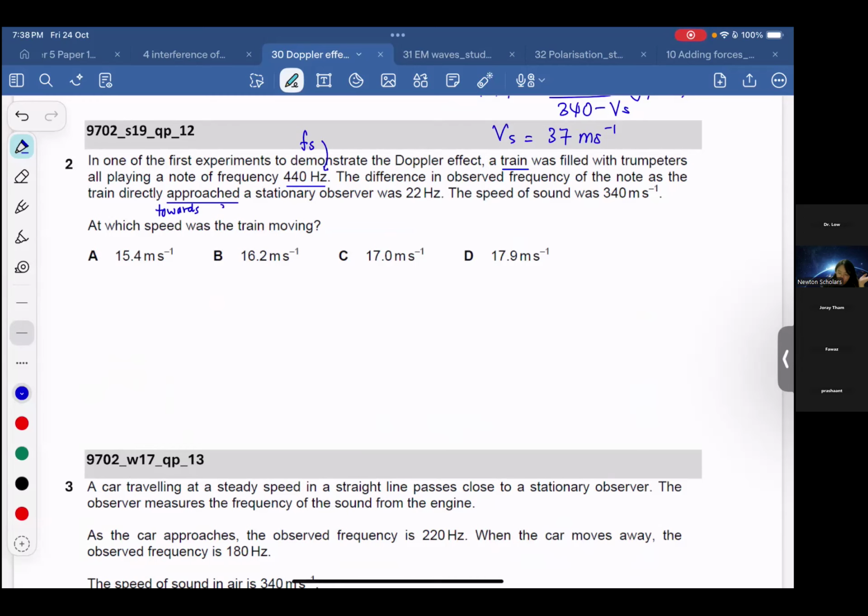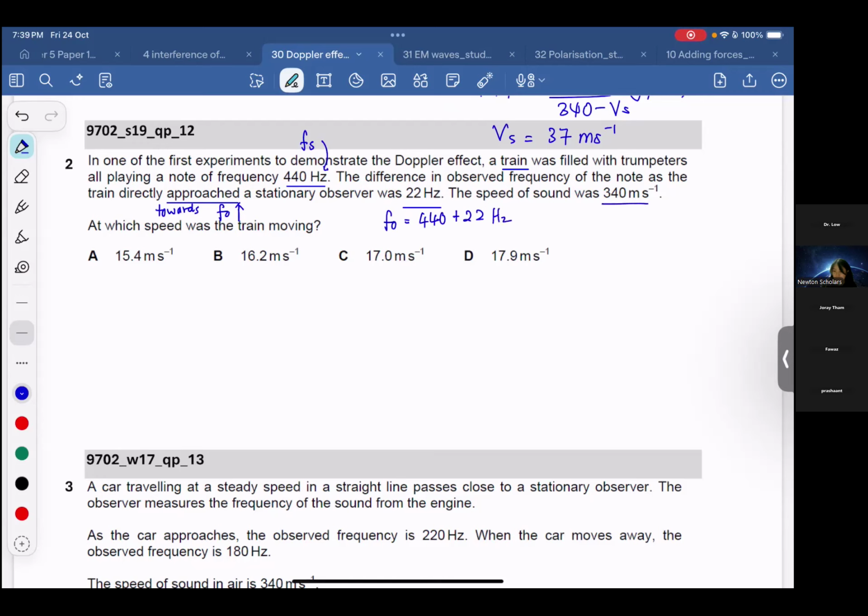So when towards, ask yourself whether the observed frequency will increase or decrease. If towards, the wavelength becomes shorter, so your observed frequency will increase. They say the difference is 22. That means your observed frequency right now is 440 plus 22. The difference in observed frequency is 22, so your observed frequency increased by 22 hertz.